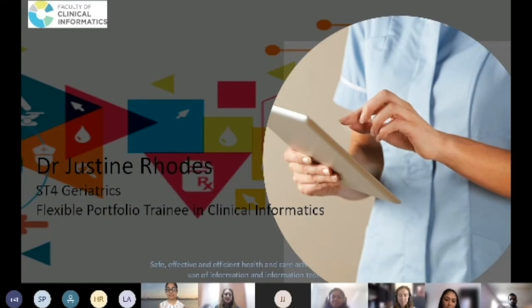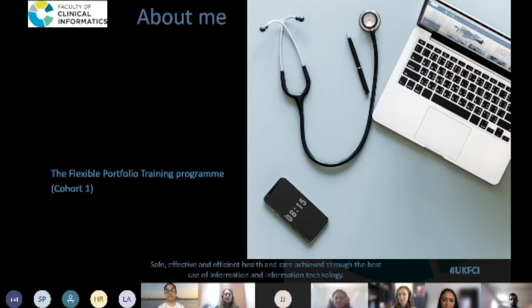So as Tejal said, my name is Justine Rhodes, and I am an ST4 in geriatrics and also a flexible portfolio trainee. So in terms of what that means, I'm a junior doctor in the northeast of England, a medical registrar, and my clinical informatics experience, I'm quite new to this, and that's all via the Flexible Portfolio Training Programme. And I was part of cohort 1, which started last year back in August of 2019.